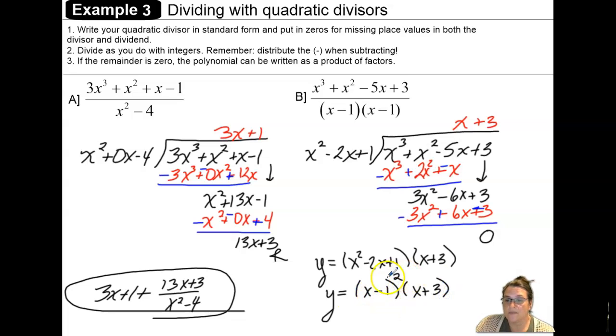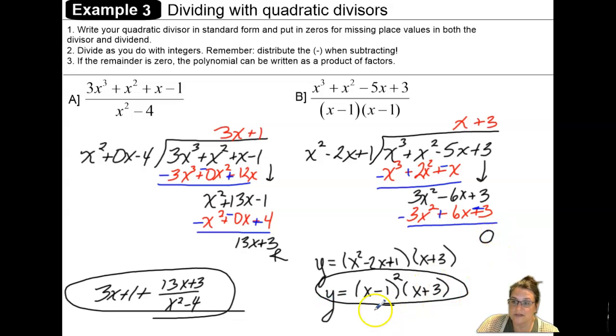And that would be a bounce at positive 1 and a cross at negative 3. The end behavior would be starting down on the left and ending up on the right because it's an odd degree and a positive leading coefficient. So we'd be able to sketch that graph really quickly, knowing that the remainder was 0 and that it's completely factored.